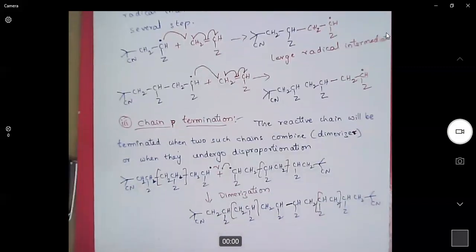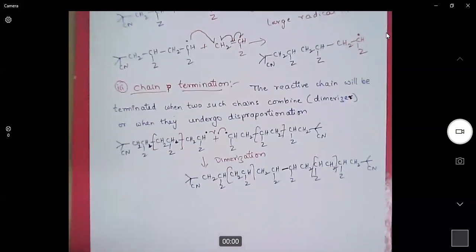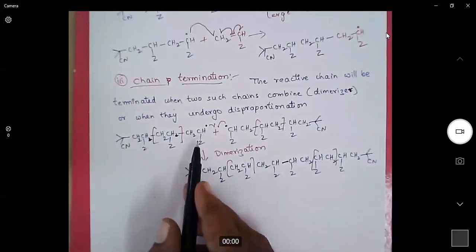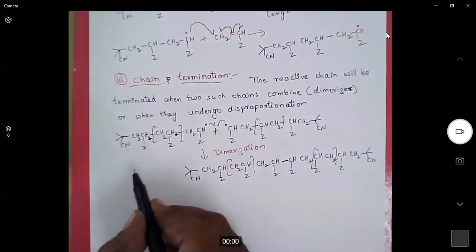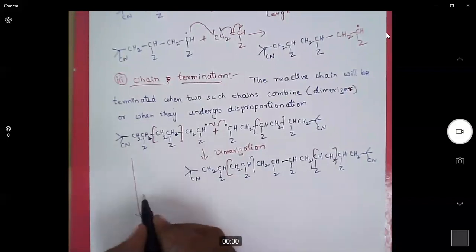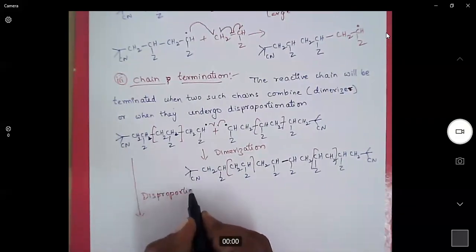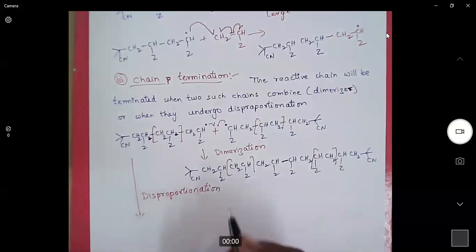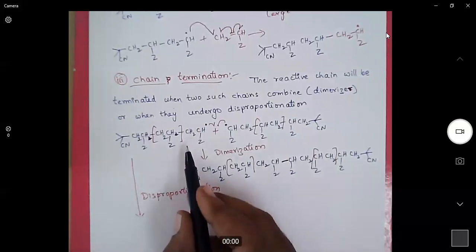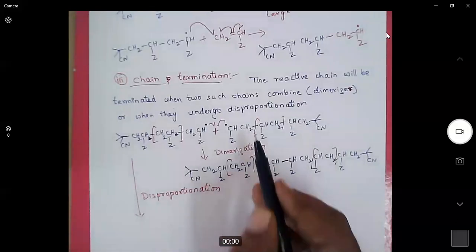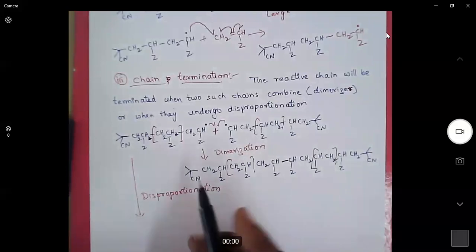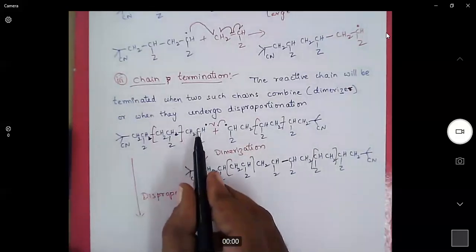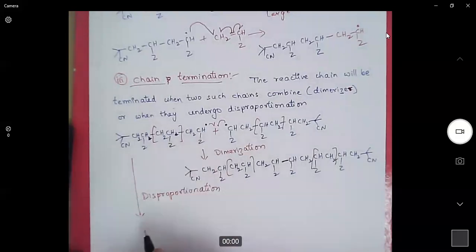What is disproportionation? Disproportionation means one will undergo oxidation, another one will undergo reduction. So that is what is called disproportionation. To save some space, I'll write it here itself. One chain will undergo oxidation, another chain will undergo reduction. How? One chain will undergo oxidation. That means it will lose one hydrogen next to the radical center and generate a double bond.